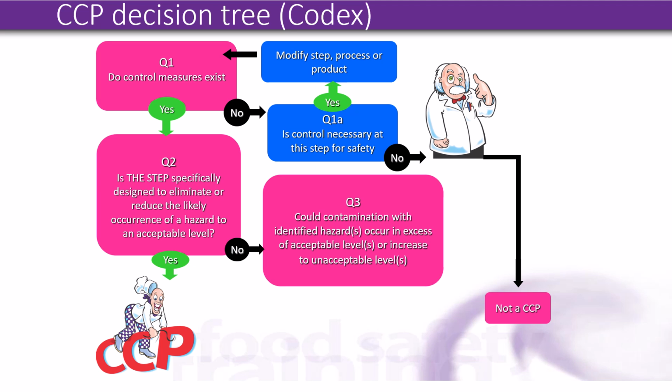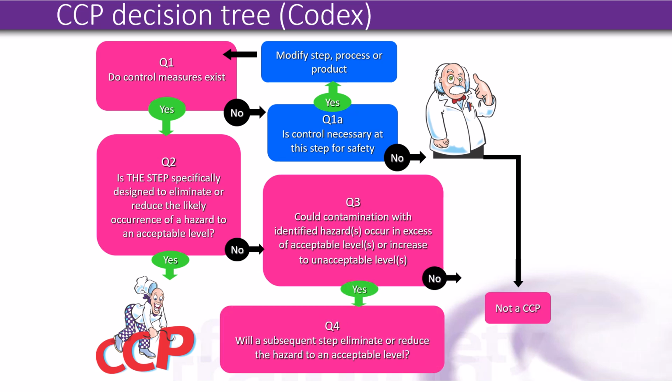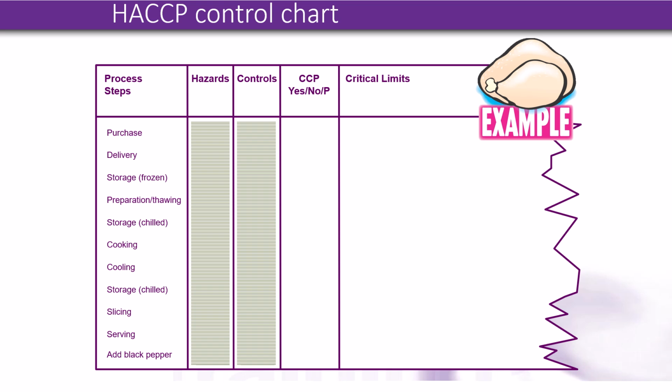Could contamination with identified hazards occur in excess of acceptable levels or increase to unacceptable levels? If the answer is no, it's not a CCP. If the answer is yes, you go on to question 4. Will a subsequent step eliminate or reduce the hazard to an acceptable level? If it's yes, it's not a critical control point. If it's no, it's a critical control point. If it's not a critical control point, proceed to the next step in the process. So you can see it's quite a complicated system using the Codex Alimentarius system.